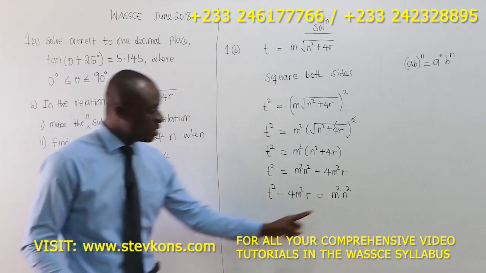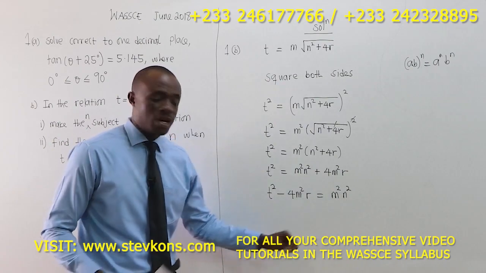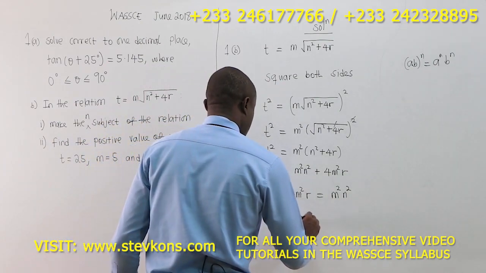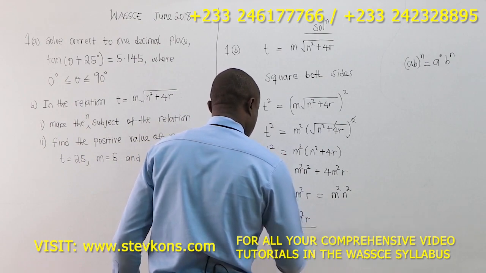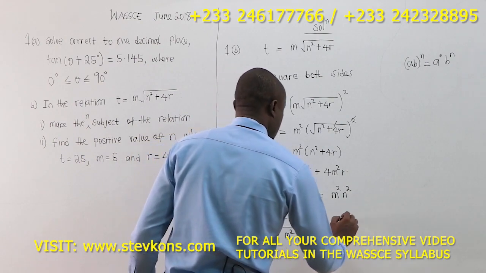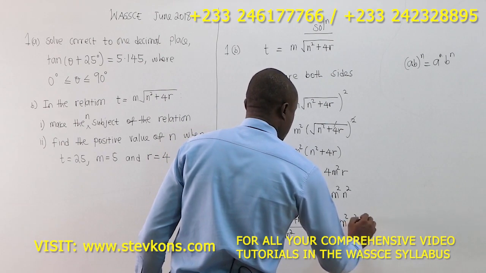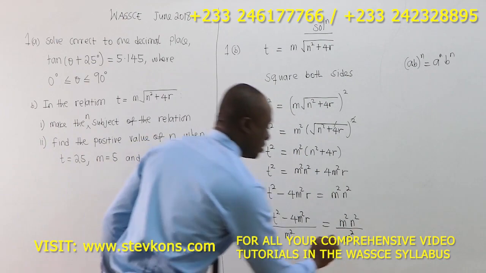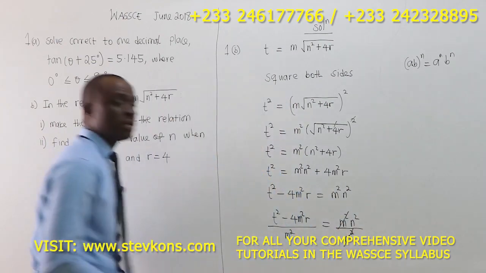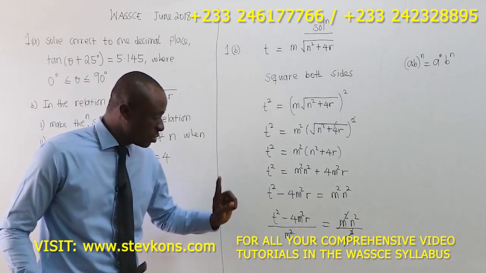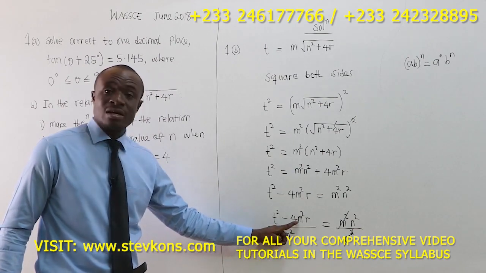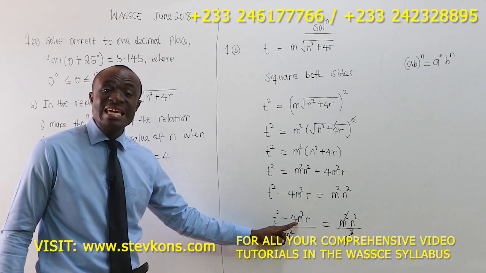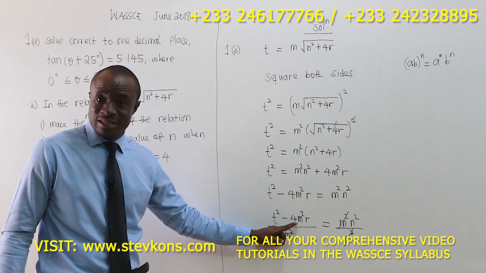I want to make n the subject, so we divide both sides by m squared. So we have t squared minus 4m squared r all over m squared equal to m squared n squared all over m squared. Now let's see, m squared is cancelling this m squared. Now note, you see m squared here cannot cancel the m squared here. No, it can't do that. When you do that, we call it illegal cancellation.